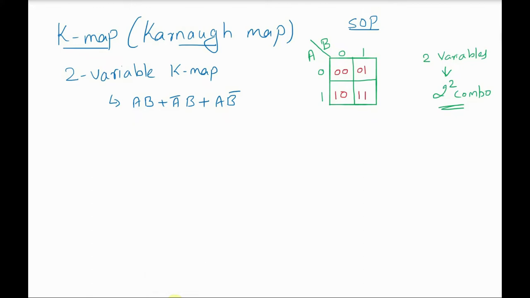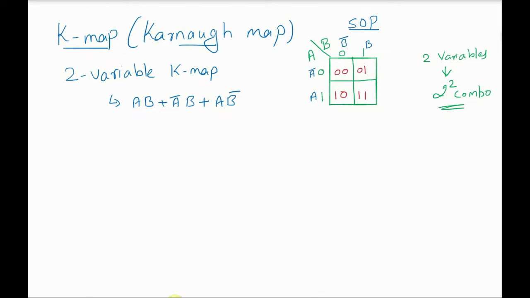So therefore, if A is 0, it is written as A bar because it is a SOP expression. If A is 1, it is written as A. Similarly, if B is 0, then it is B bar. If the value of B is 1, then it is B. So the first row A value is 0, so first row value is A bar. Second row A is 1, so it is A. Similarly, first column value of B is 0, so it is B bar. And the second column value of B is 1, therefore it is B.